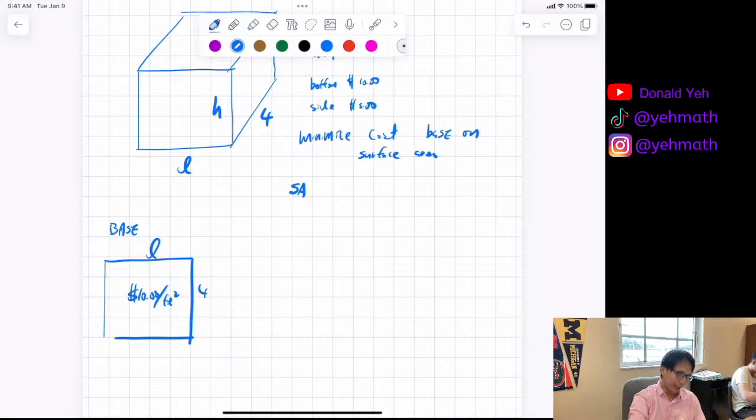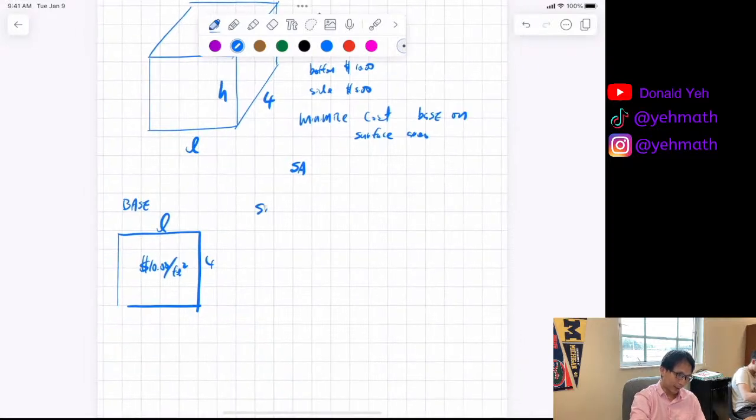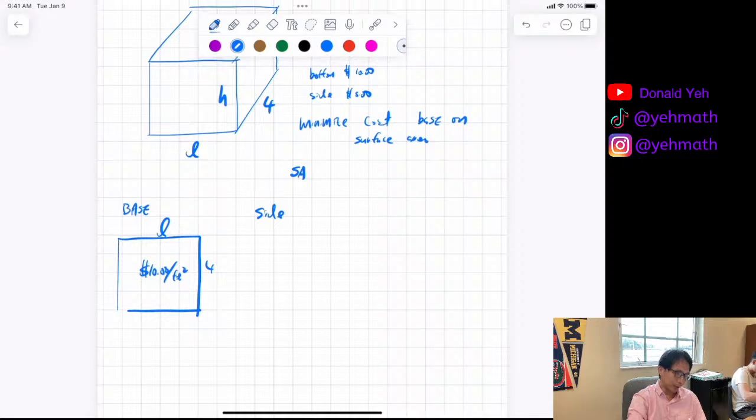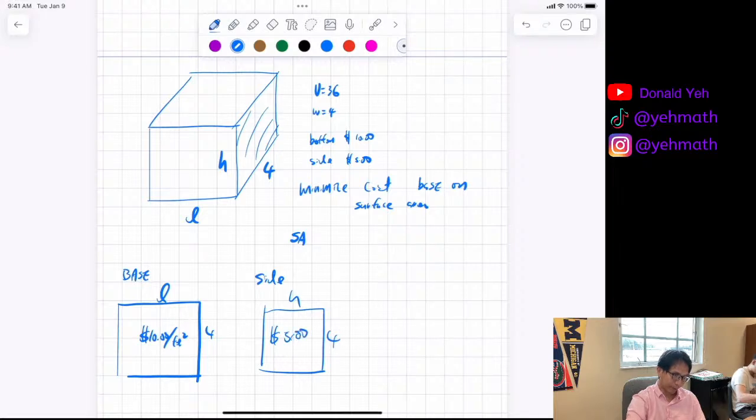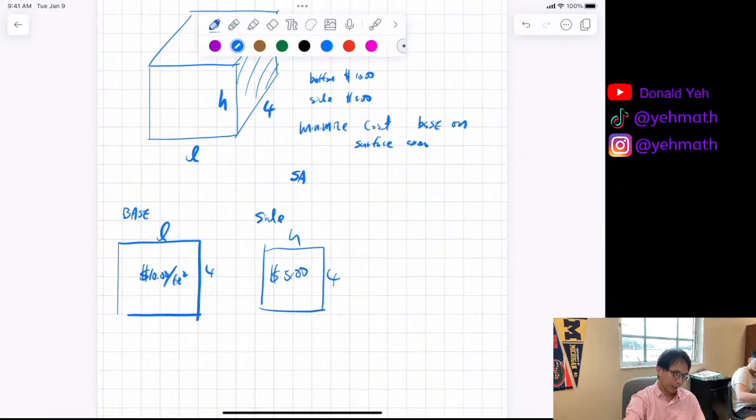Now the sides. This side is 4H, and this costs $5, or $4, I don't know. $5? And there are 2 of these. I'll draw it out, just in case.